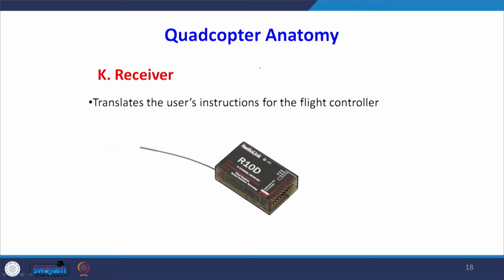Then we have the receiver system. It will translate all the user interactions for the flight controller. So this receiver is also very important to communicate the instructions of the users to the flight controller system.